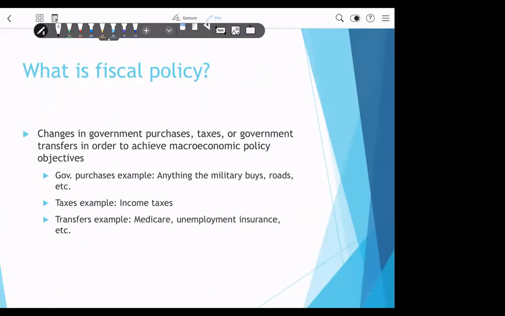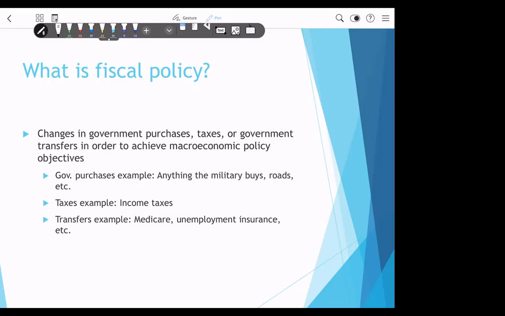We started talking about it last Monday, but what is fiscal policy? It's just changes in government purchases, taxes, or transfers in order to achieve macroeconomic policy objectives. Last time, I kind of said transfers and purchases were the same thing. They're a little bit different, and I'm going to separate them out. So government purchases: anything that the military buys, or when the government makes roads, they get concrete to make roads. Anytime the government buys something from a business.